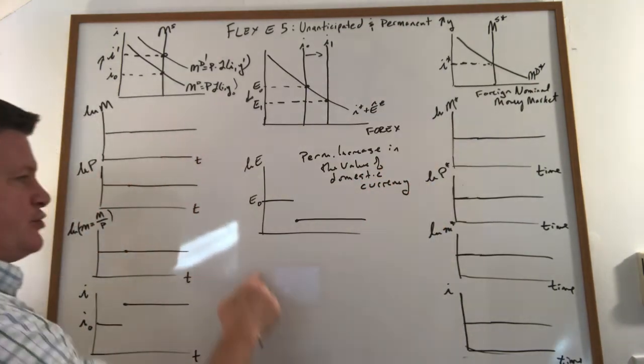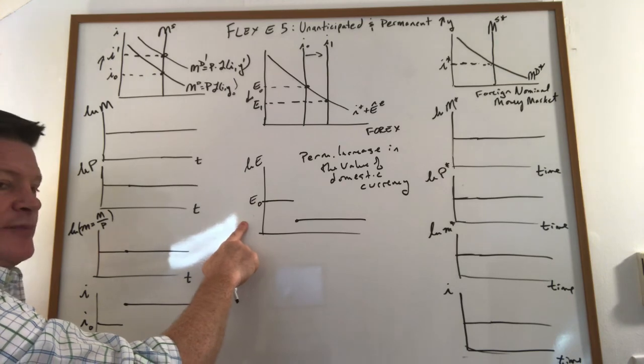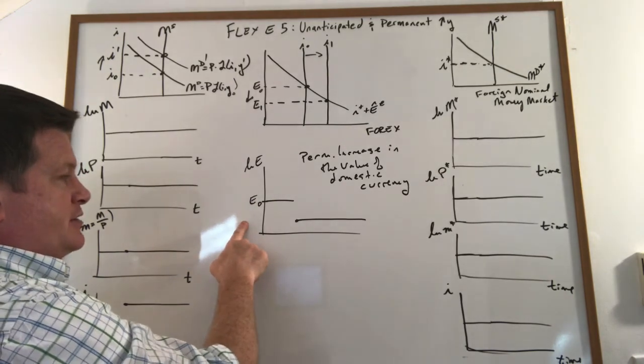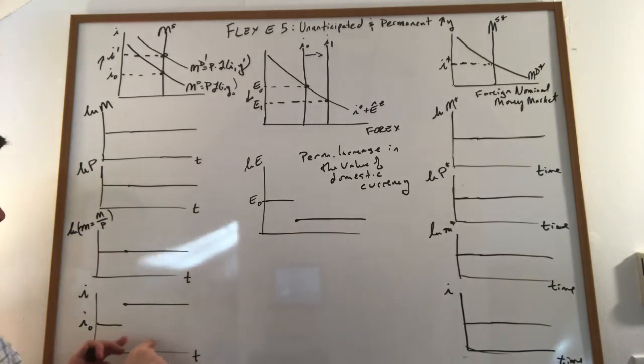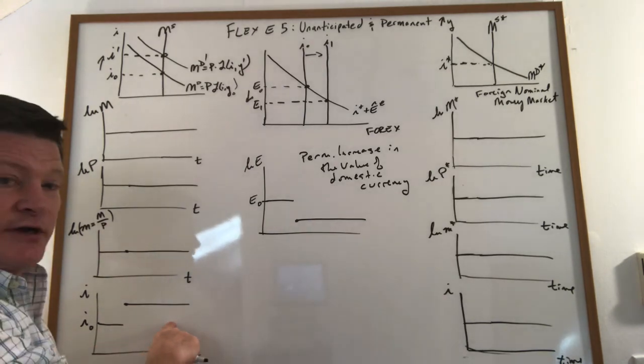We see that in two places. It's a drop in the exchange rate, the nominal exchange rate, which means the value of the domestic currency has gone up. And that's reflected over here in the price of domestic currency, which is the nominal interest rate domestically.